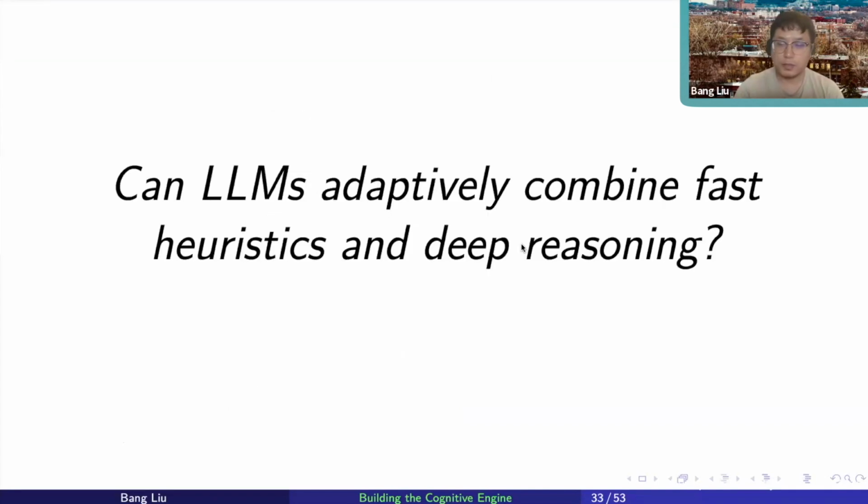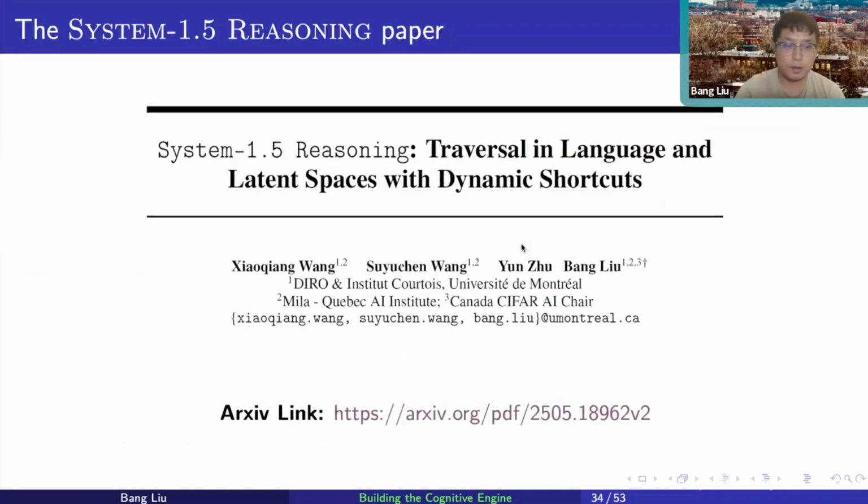The last recent research I want to share, which I also feel excited about, is what we call System 1.5 reasoning. You can see from the name, right? System 1.5 means we want to combine the advantages of both System 1 style fast, intuitive reasoning and System 2 style more deliberate, slow, deep reasoning. So how can we do it?